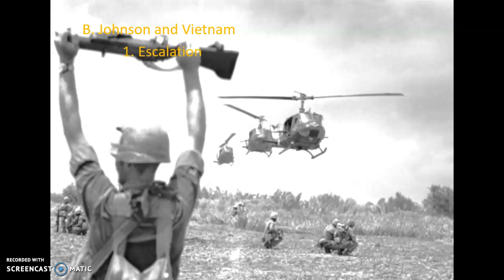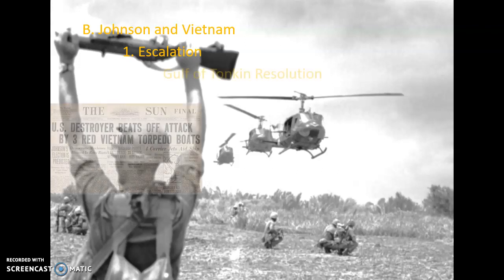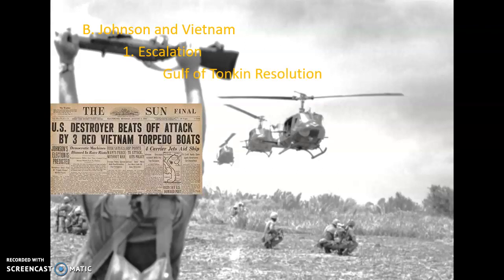Number one, escalation. If you look at page 557, it shows you a map of the Vietnam War. This map will be very helpful for you in an upcoming homework assignment. During the election of 1964, Johnson said, "We are not about to send American boys 9,000 or 10,000 miles away from home to do what Asian boys ought to be doing for themselves." Yet an incident changed everything. It was called the Gulf of Tonkin Issue, or the Gulf of Tonkin Resolution.